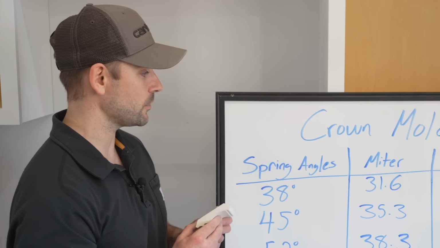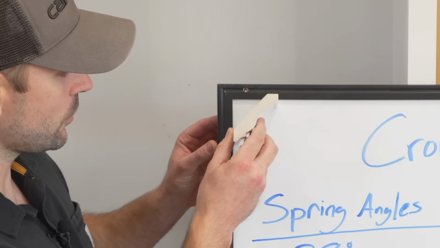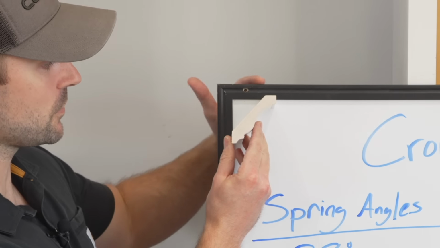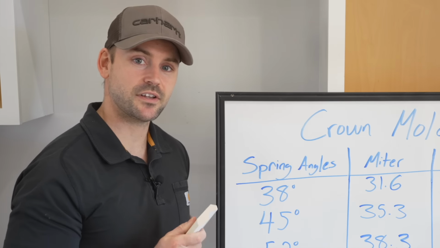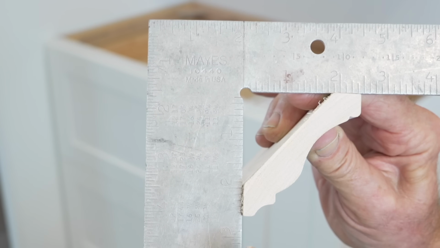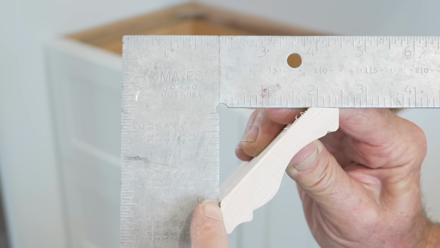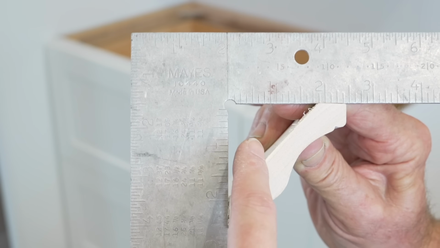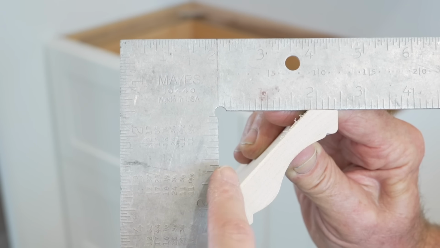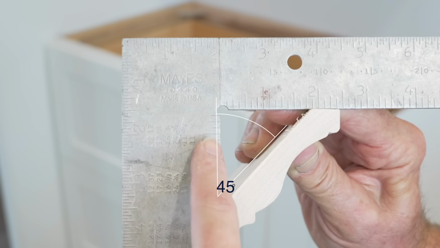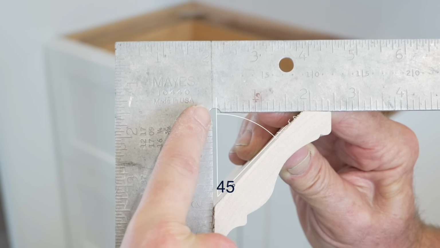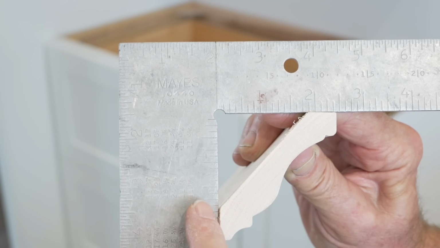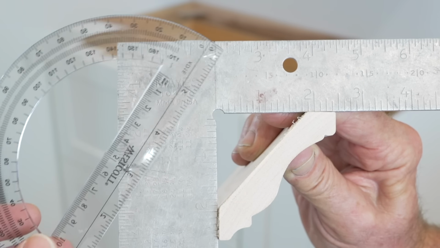Now, what a spring angle is: if you place this crown molding right up into this corner, this is going to represent the wall and this is going to represent the ceiling. Let me dive into this a little bit further. I'm going to explain how the spring angle is calculated. The spring angle is the angle between the wall and the crown molding. As you can see, this is a 45 because we've got equal distances from this point to the bottom of the crown, and from this point to this part of the crown. You know it's 45, but I want to show you how it's calculated.